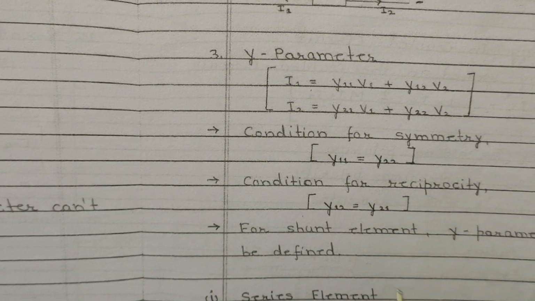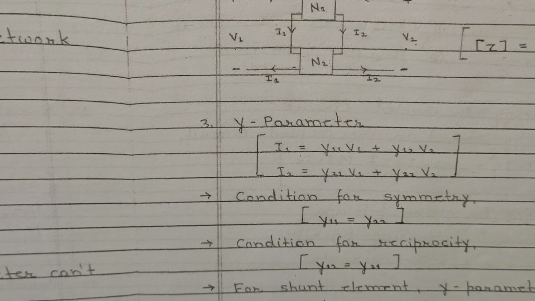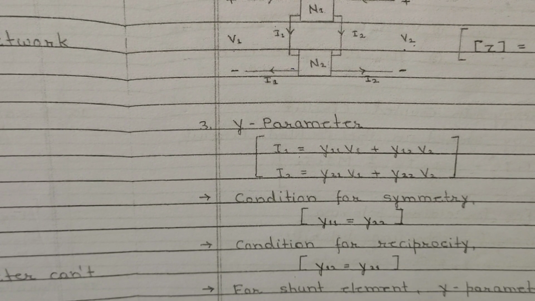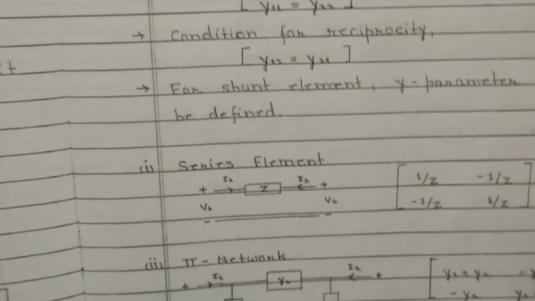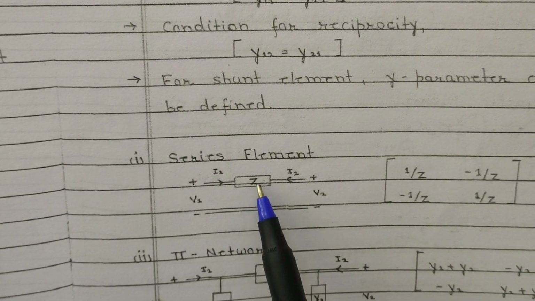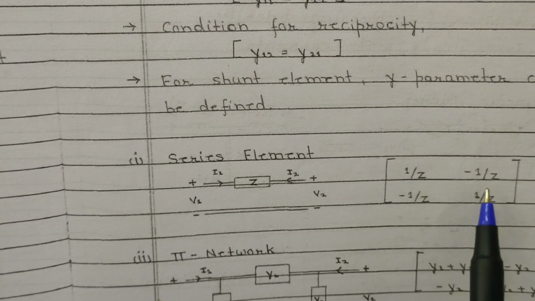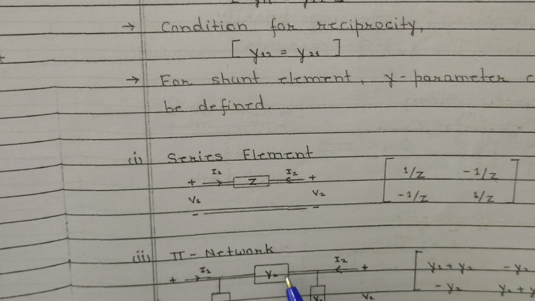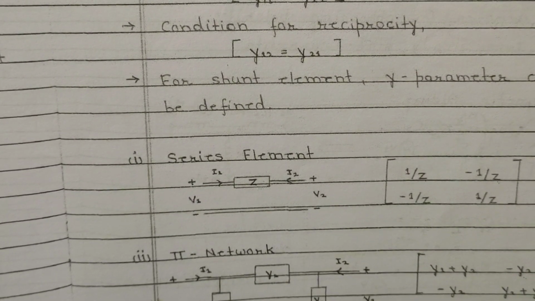For reciprocity, same as for Y, same as Z parameters, Y parameters, shunt elements cannot be defined. Keep in mind, series elements cannot be defined for Z parameters, and Y parameters cannot be defined for shunt elements. Here, this is a series element, so you can represent the inverse of Z as 1 by Z, minus 1 by Z, minus 1 by Z and 1 by Z. This is the pi network. Add these two terms and take the negative of the minus Y2, you will get this matrix.